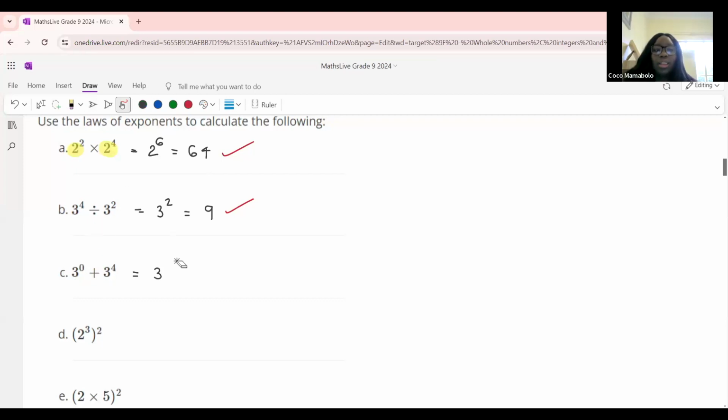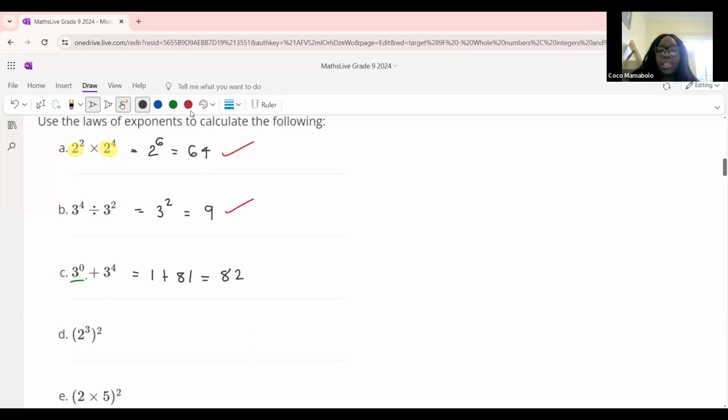So we know that anything to the power of 0 is equal to 1. So 3 to the power of 0 is equal to 1 plus 3 to the power 4 is the same as 3 times 3 times 3 times 3, and that's going to give us 81. And therefore, our final answer, 1 plus 81 is 82.